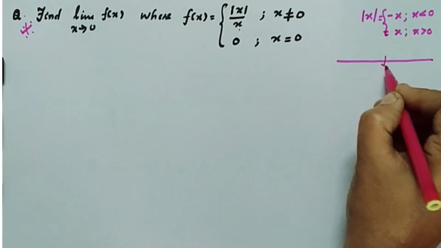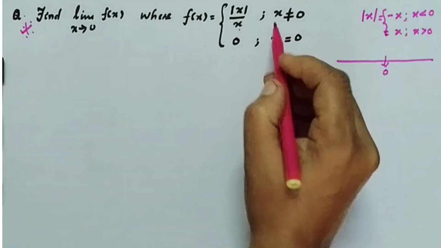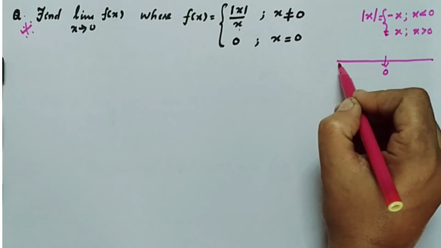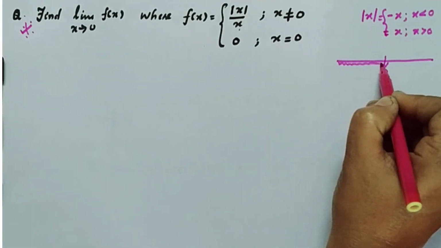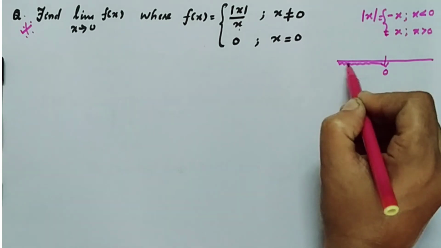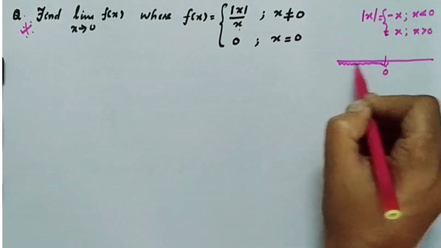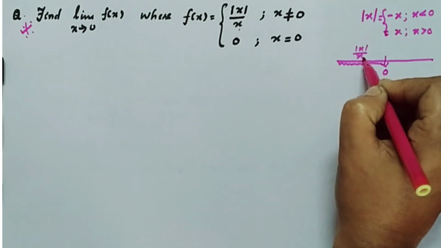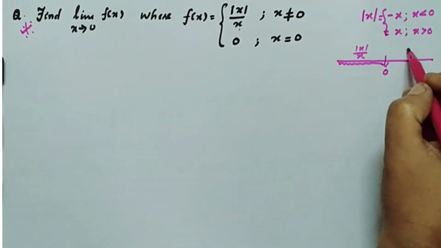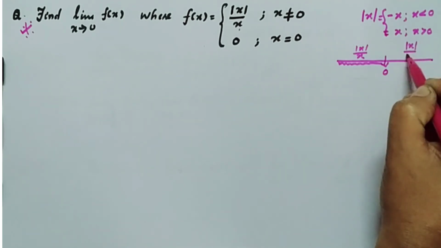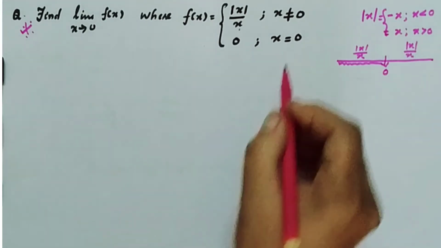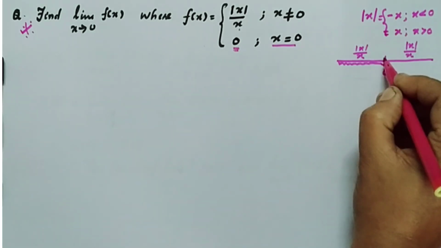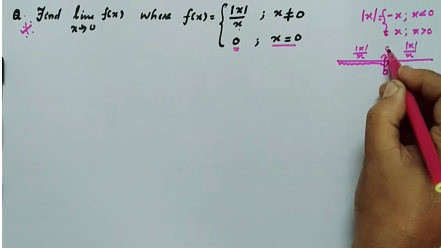Okay, we can come to our function, in which for all values x not equal to 0, consider 0 as a critical value. Not equal to 0 means that even if the function approaches from the left side, or takes a value from the left part of 0, the value of the function is mod x by x. And as x is not equal to 0, the value of the function on the right side is also mod x by x. But at the point x equal to 0, the value of the function is 0 itself.